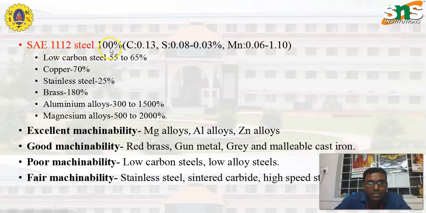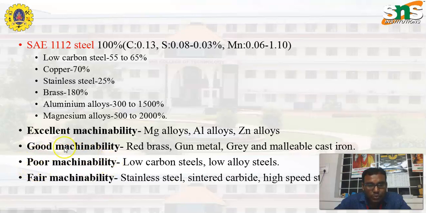SAE 112 steel is 100%, with a chemical composition of carbon 0.13%, sulfur 0.08 to 0.03, manganese 0.06 to 1.10. Low carbon steel is 55 to 65%, copper 70%, stainless steel 25%, brass 180%, aluminum alloys 300 to 1500%, magnesium alloys 500 to 2000%. For excellent machinability, magnesium alloys, aluminum alloys, and zinc alloys can be added. For good machinability, red brass, gun metal, grey and malleable cast iron.